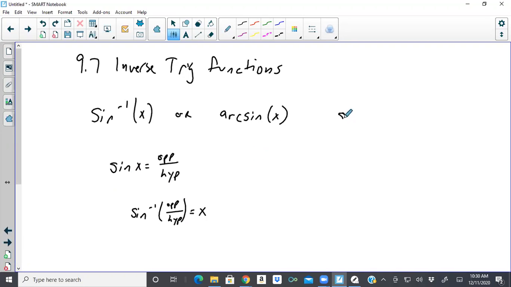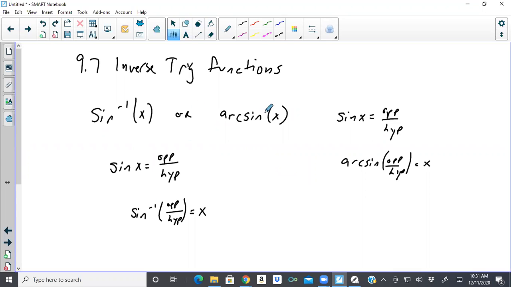So if I say that sine of x is equal to the opposite over hypotenuse, then arcsine of the opposite over hypotenuse is equal to x. These two things are the exact same. I'm just showing you that that's the way the notation could exist, but you likely will see arcsine a lot. In my notes, I'm just going to use the inverse sine symbol, because it's a lot quicker for me to write than arcsine. I don't know why your book uses arcsine instead, but they do.